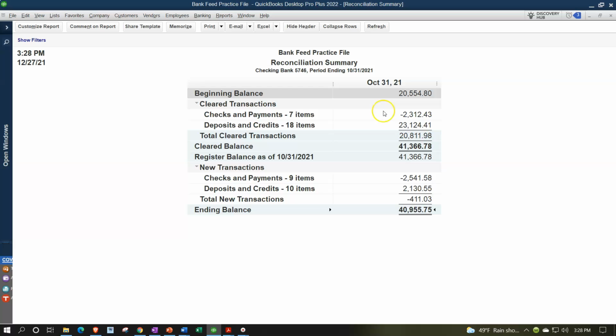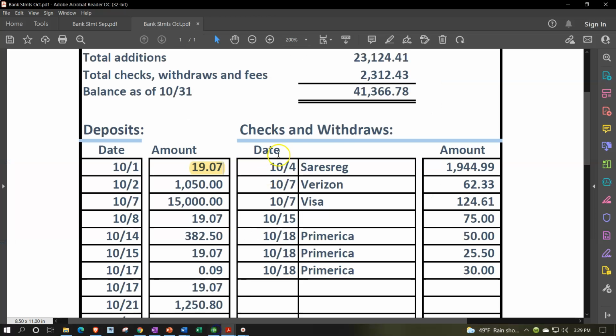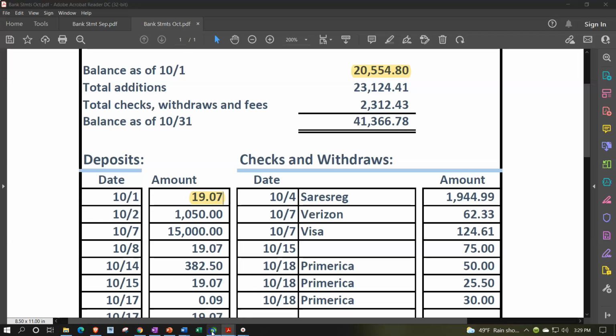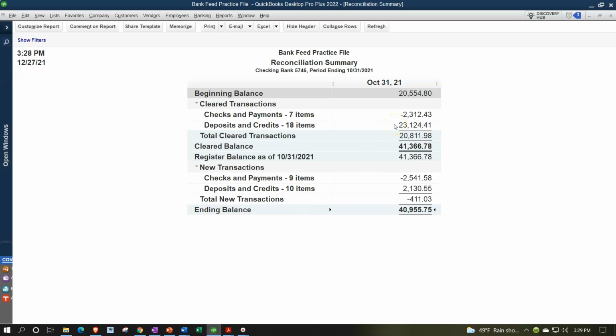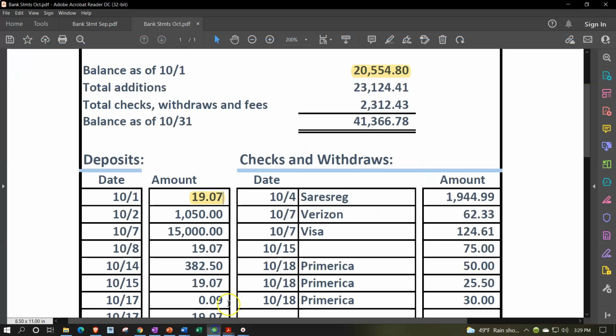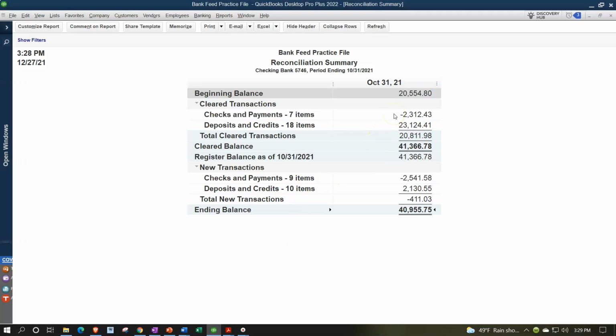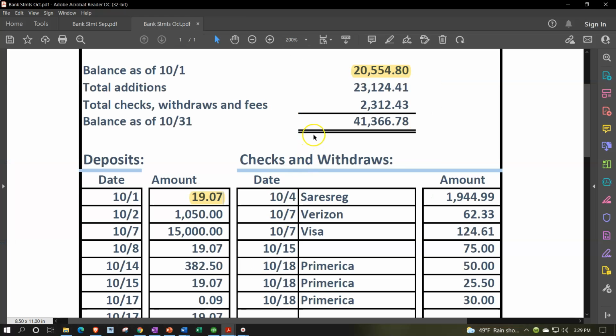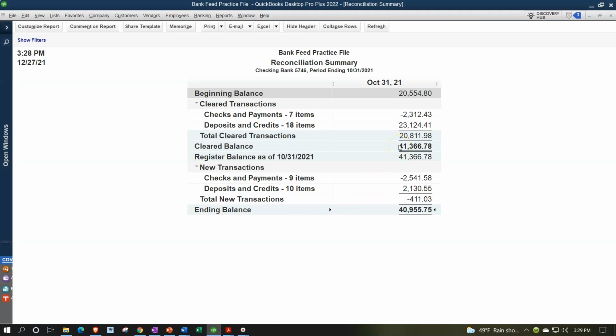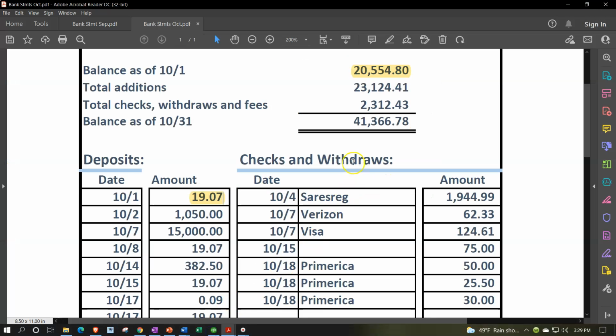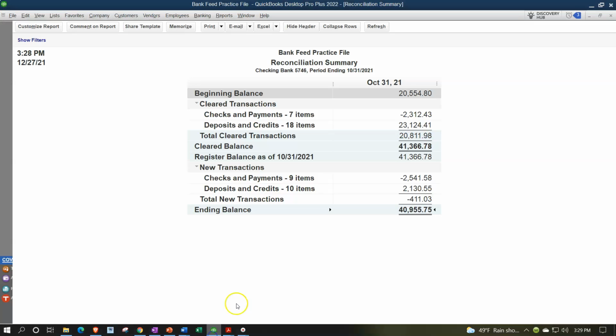So there's the $20,554.80 for the cleared amounts, and there's the $25,554.80. And then we've got the $23,124.41. There's the $23,124.41 and the $23,124.43. And the $23,124.43 gives us the balance, ending balance $20,811. There's the 20,000. Hold on a second. That's the net change. The 41,366.78 is the 41,366.78.